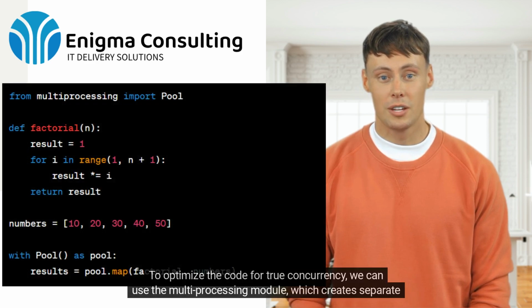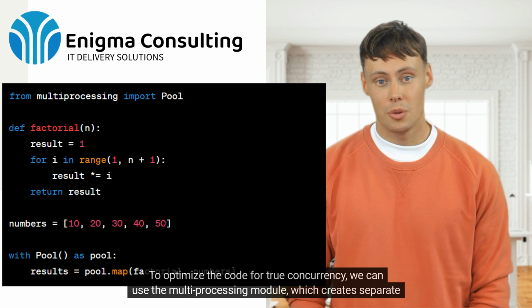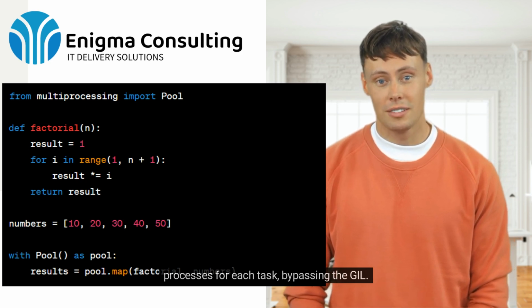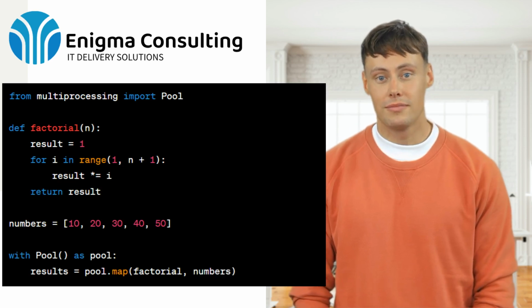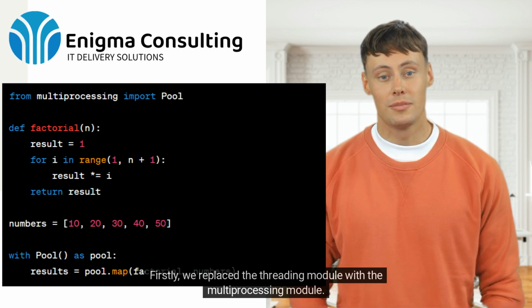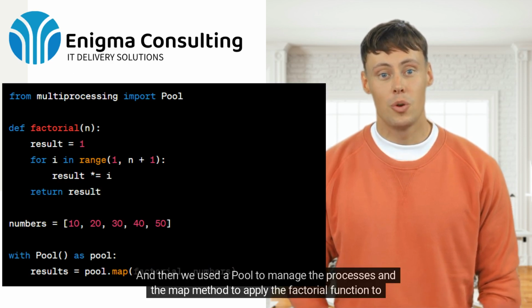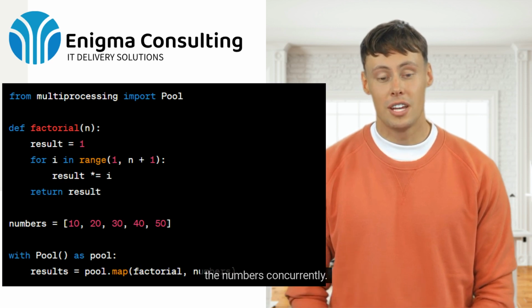To optimize the code for true concurrency, we can use the multiprocessing module, which creates separate processes for each task, bypassing the GIL. Let's look at the changes made. Firstly, we replace the threading module with the multiprocessing module. And then we used a pool to manage the processes and the map method to apply the factorial function to the numbers concurrently.